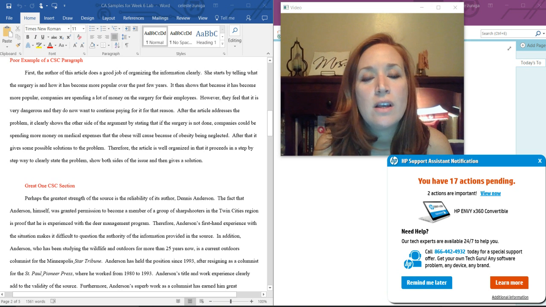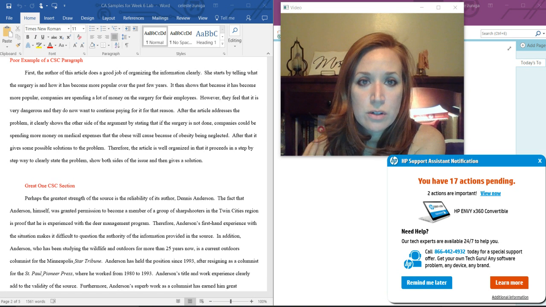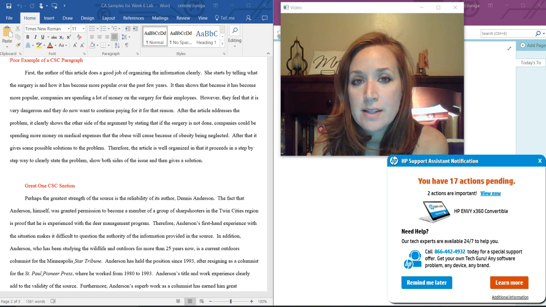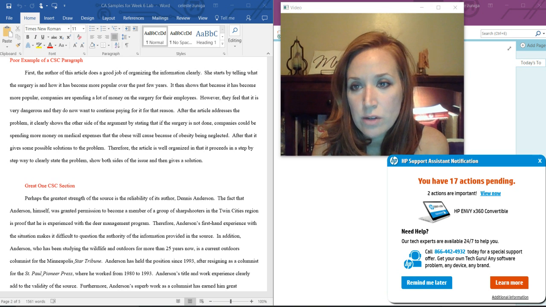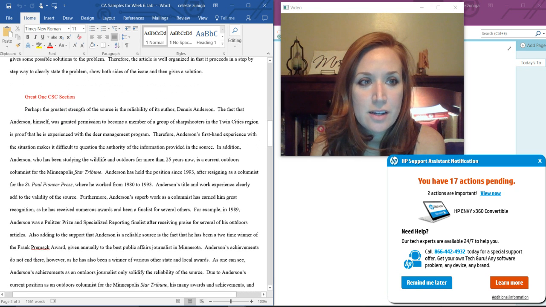In addition, the author wasn't stated once. Remember, if you're going to do a good job of sounding ethical and professional, you always introduce the author of the paper and then you refer to that author by their last name instead of like she or he. It's okay to use she or he, but never mentioning their last name at all, that's a little awkward. Let's look at a great CSE section.